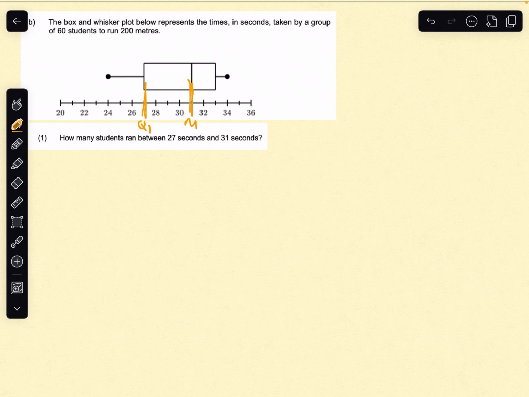Because 25% of the data is in the first quartile, and then the next quartile, the next quartile, the next quartile. Each quartile has 15 students. A quartile is just a quarter of the data set. So that would be a quarter of 60, which is 15 students.